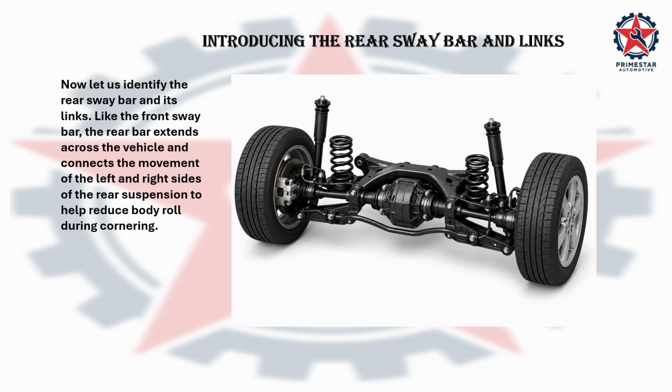Now, let's identify the rear sway bar and its links. Like the front sway bar, the rear bar extends across the vehicle and connects the movement of the left and right sides of the rear suspension to help reduce body roll during cornering.